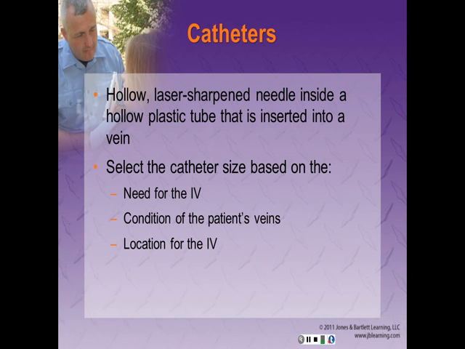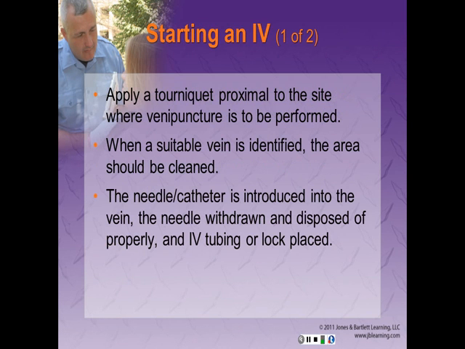An IV catheter is a hollow, laser-sharpened needle inside a hollow plastic tube that is inserted into a vein. Once the catheter is properly placed, the needle is removed, leaving the catheter in the vein. You should select the catheter size based on the need for the IV, the condition of the patient's veins, and the location of the IV. Catheters are sized by their diameter and referred to by the gauge. A large diameter catheter corresponds to a smaller gauge. So, for example, a 14 gauge is a large diameter and a 22 is a very small diameter.